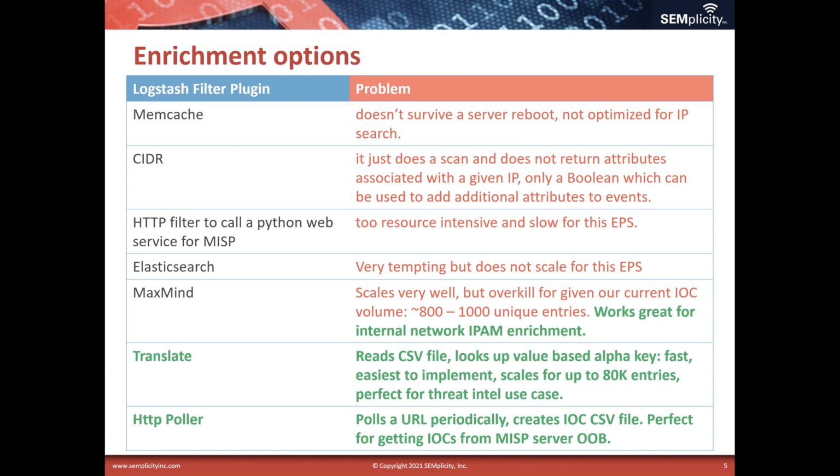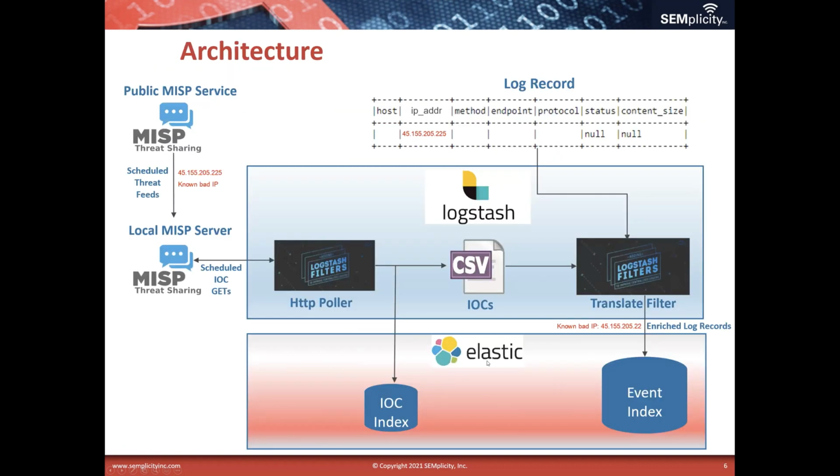So we're ingesting events in Logstash. They're coming in at this extremely fast rate. We're enriching them based on the CSV file. And then out of band, Logstash is also once in a while going out to MISP and recreating that CSV file so it's always got fresh information in it. If a new IOC comes out, we want to know about it pretty quick. So these are the two filters we're using, the translate and the HTTP poller, and that's what we're going to be talking about for the next few minutes.